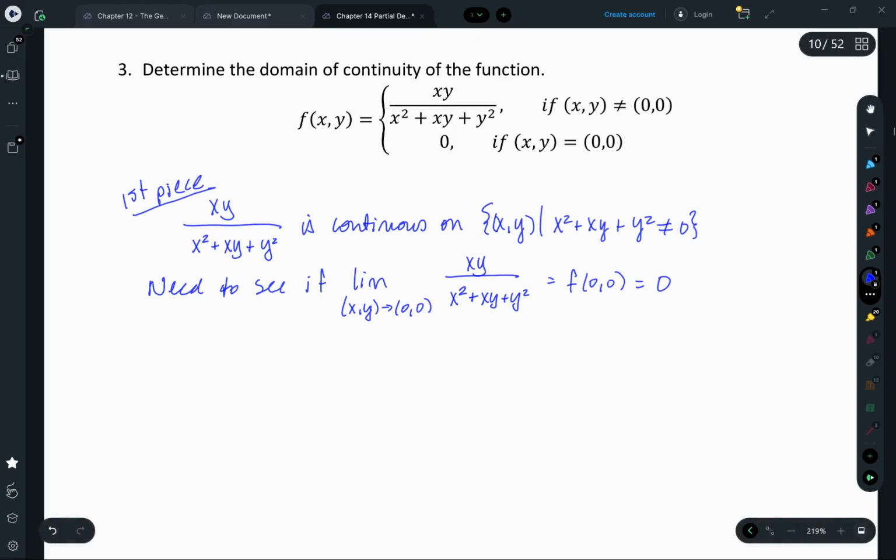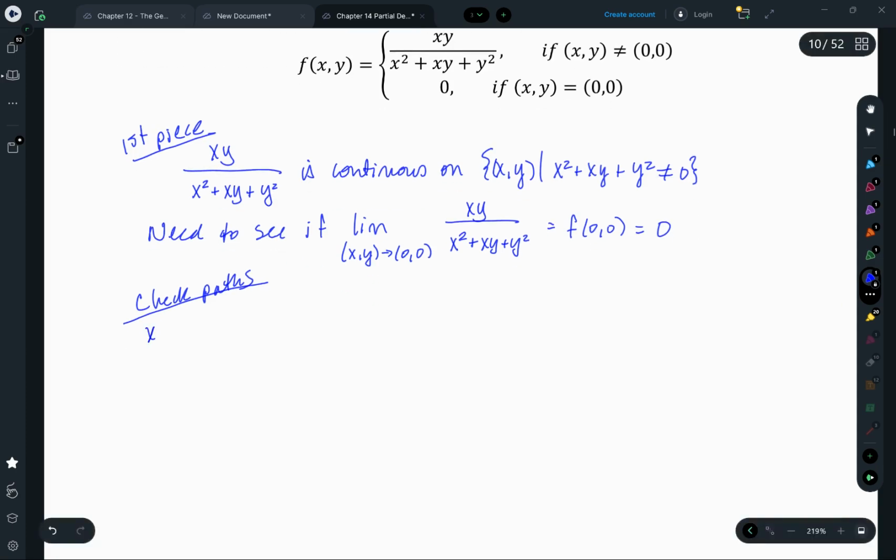All right, just looking at this, I can imagine plugging in the values x is 0 and y is 0, and I'm going to get 0 over 0. So direct substitution will not work. The denominator does not factor. Nothing's going to simplify nicely for us. So our only course of action is to start checking paths. So let's check paths.